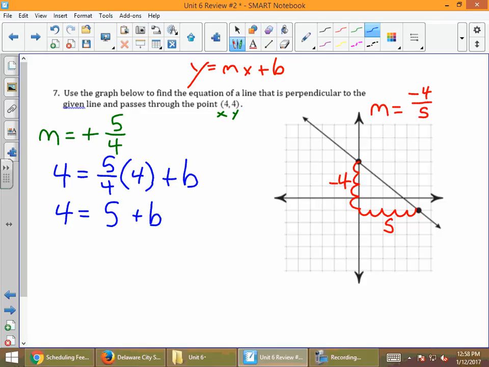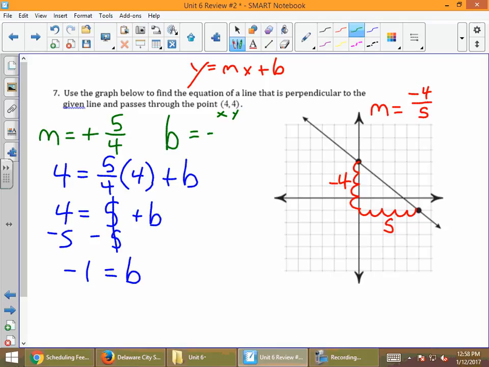What do I need to do? Subtract that. Keep going. 4 minus 5 is -1. So -1 is b. A lot of students tend to stop there. You're almost there. You're so close you can taste it. But I now have my b.